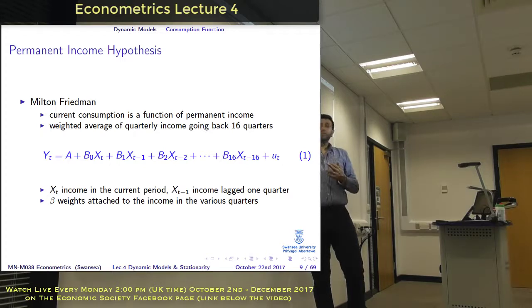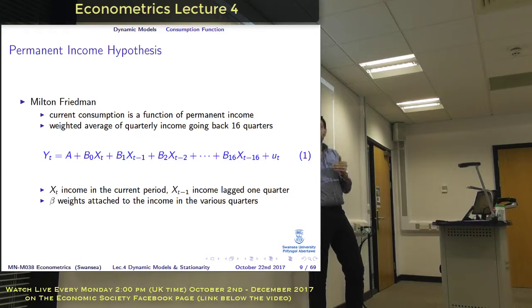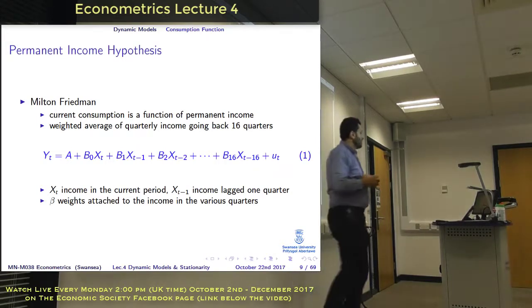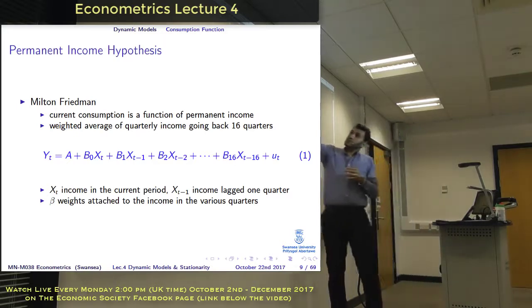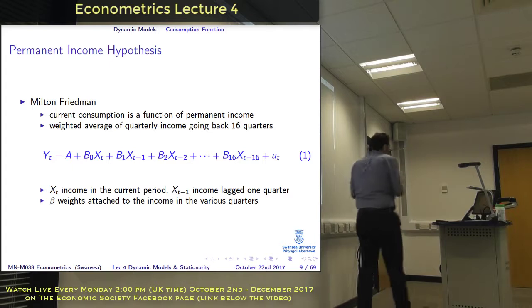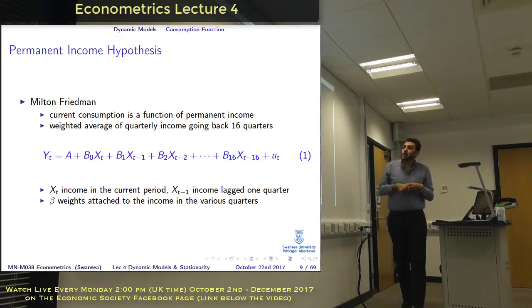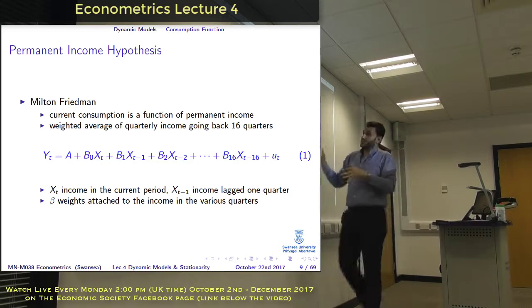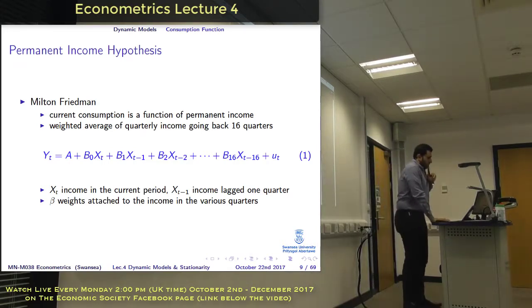When yt depends on xt, the dependent variable depends on the independent variable in time t, so the current value of disposable income. But according to this permanent income hypothesis, this is not the case. It's actually determined by lagged income, or income lagged 16 quarters in the past as well.